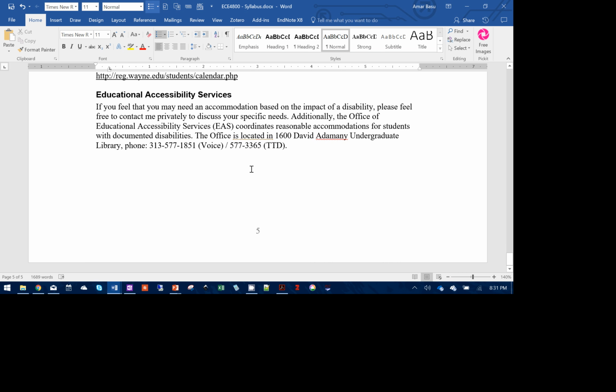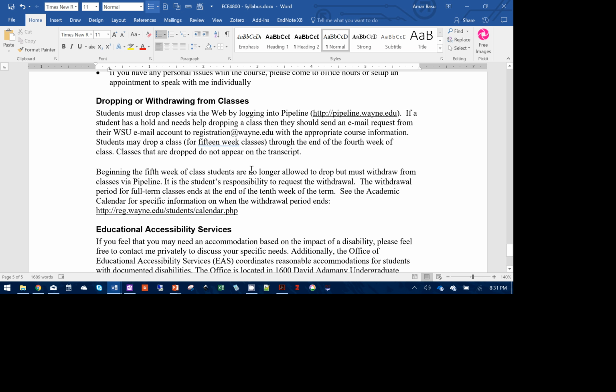Dropping and withdrawing and these educational accessibility services, these are all typical stuff that you see in all your classes. The main thing I want to point out, which some of you know already, is that beginning the 5th week of the class, students are no longer allowed to drop the class but have to withdraw. Withdrawing, as you know, is different than being able to drop the class. So if you decide that you're going to drop the class, make sure you do it before then so you don't get a W on your transcript.